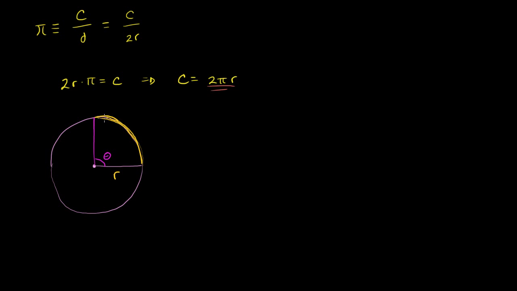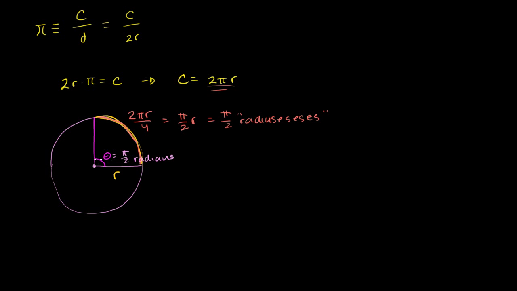So this arc length is 2 pi r over 4, which is the same thing as pi over 2 r. Or you could say this is the same thing as pi over 2 radiuses. Not a real word, but that's how I like to think about it. Or you could say it subtends an angle of pi over 2 radians. So over here, theta is pi over 2 radians.